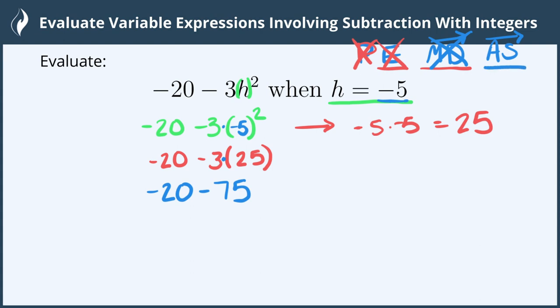Here I have negative 20 minus 75, but I'm going to go ahead and change this to add the opposite. The reason I do that is now that I have negative 20 plus a negative 75, they have the same sign, which means that I add and keep the sign. 75 plus 20 is 95, and they're both negative, so we keep the same sign. And it simplifies it for us when we add those together.